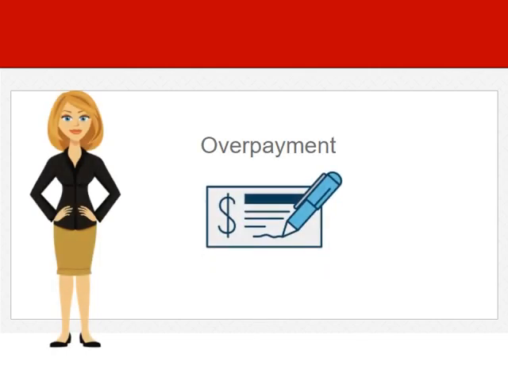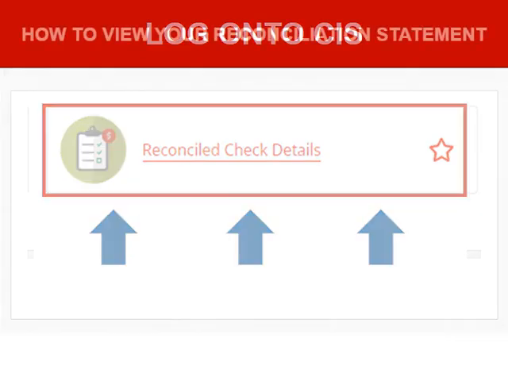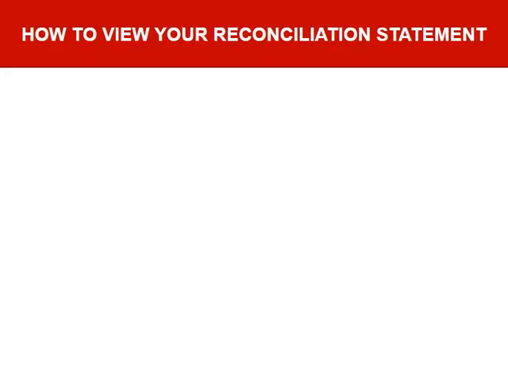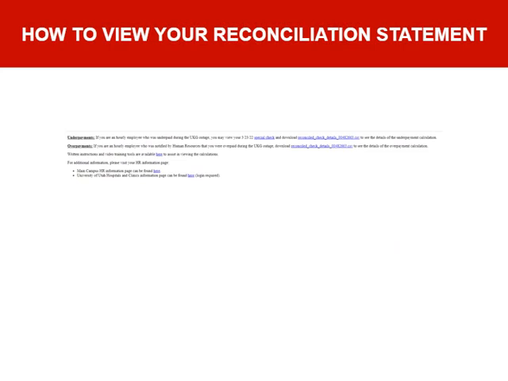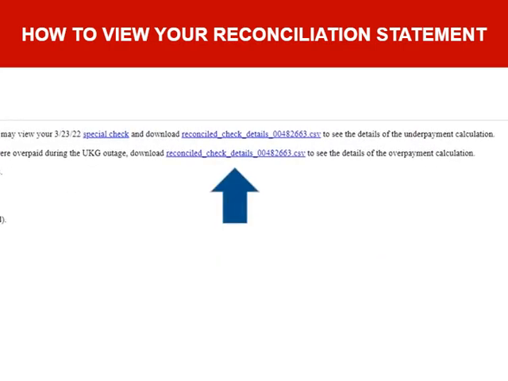If you were notified by Human Resources that you have an overpayment due to the UKG outage, also known as Kronos, you can view the specifics of how that check was calculated in Campus Information Systems. Once you log on, click on the Reconciled Check Details tile. A screen will appear that has your next options. If you would like to see the details of how your overpayment was calculated, click on the Reconciled Check Details link in the Overpayment section.